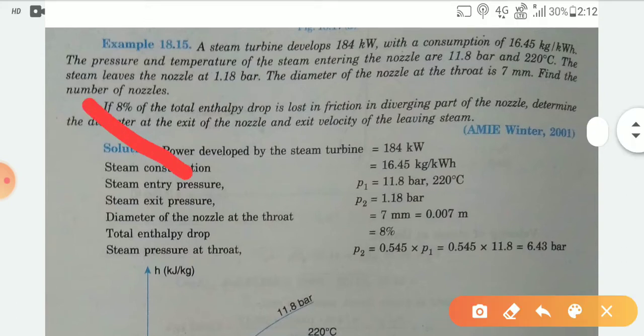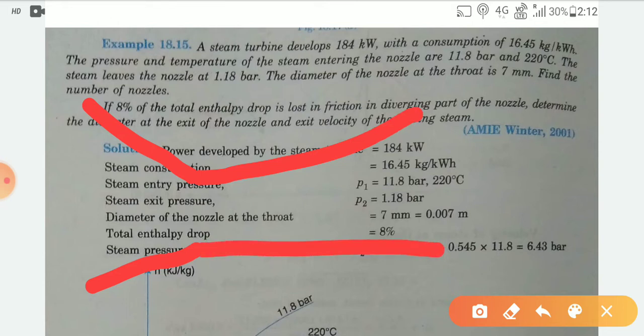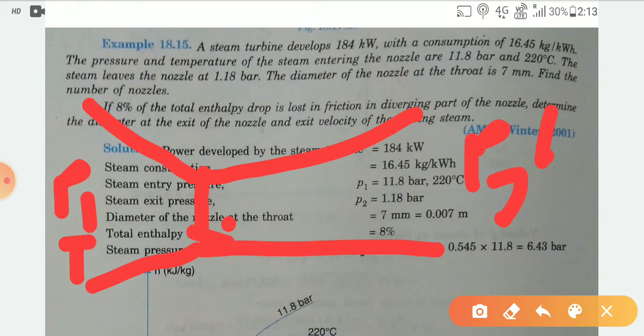So here it is talking about a converging diverging nozzle. P1 is given as 11.8 bar and temperature also given 220 degrees Celsius, and P3 is also given at exit point, 1.18 bar, and that is the throat diameter, where in a converging diverging nozzle the minimum diameter is present. So that is your throat diameter, given as 7 millimeter.